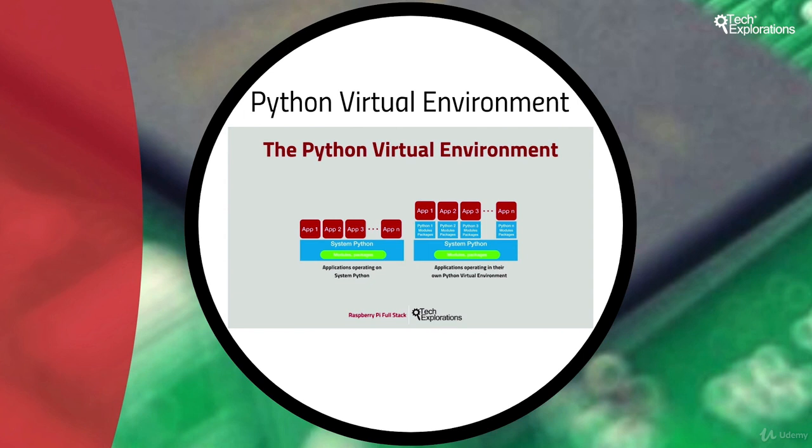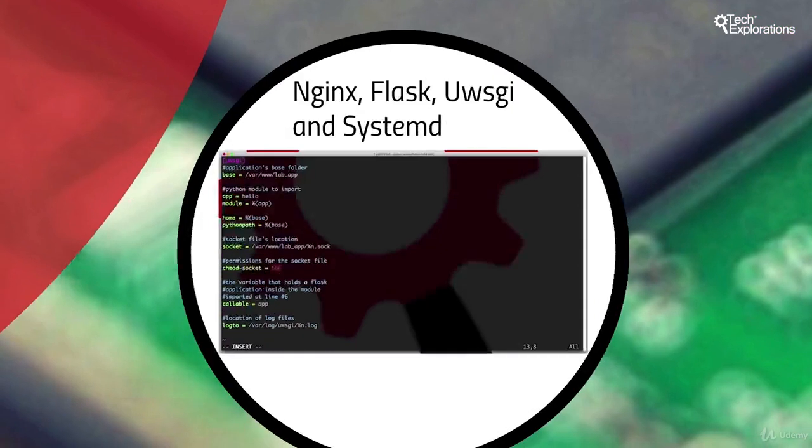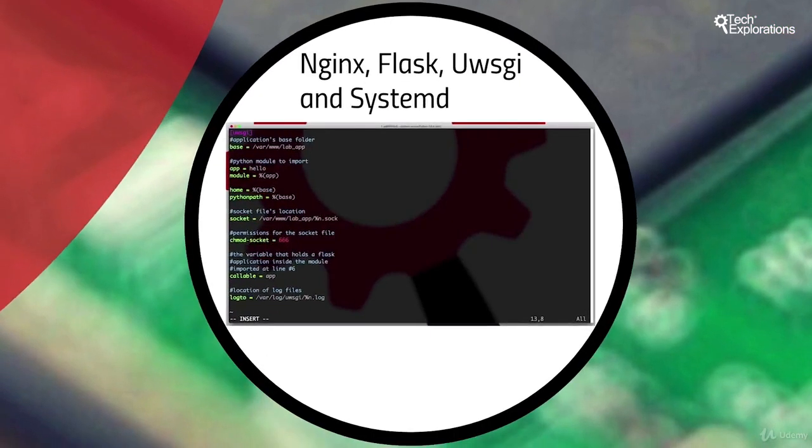which makes it easy and safe for us to build multiple applications on the same piece of hardware, on the same computer. And later on in this section, I'll show you how to install, set up, and configure the basic components of our web application stack. And that's the Nginx web server, the Flask micro framework for building Python web applications, the uWSGI application server, and systemd for automatically starting our web application when the Raspberry Pi starts.